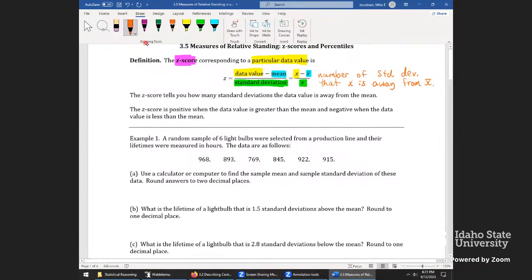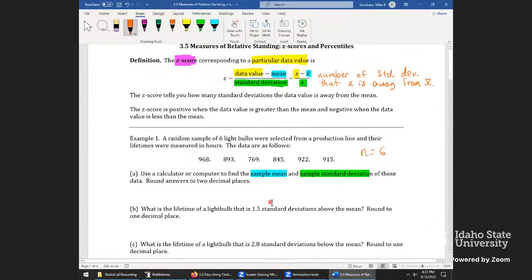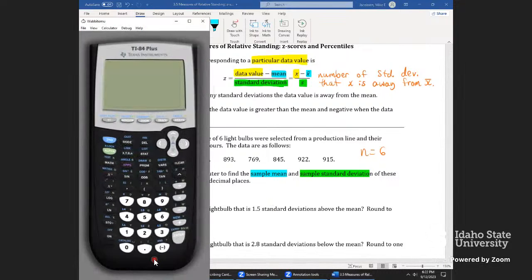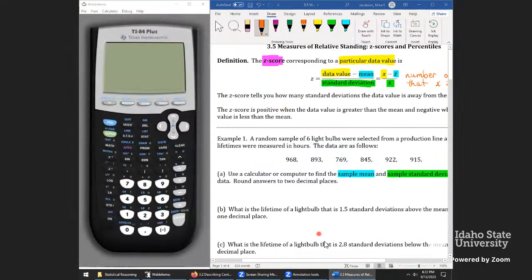First thing we see here is it said 6 light bulbs. Also, we have 6 observations, so n equals 6. And part A says, use a calculator or computer. It won't say or computer on the exam since we'll just have the calculator to find the sample mean and the sample standard deviation of these observations. That will go for 2 decimal places to round. So that's our goal. And again, this is the review part for exam 1. Let's throw all this into the calculator and see what we get out.